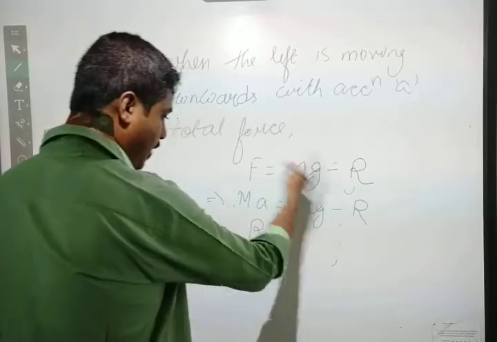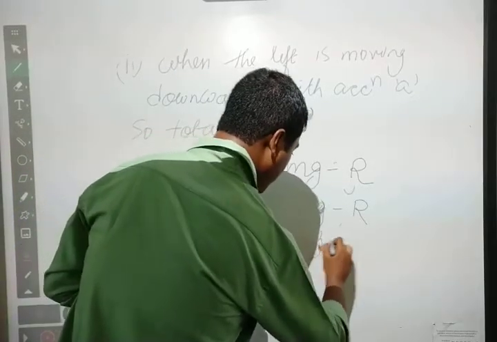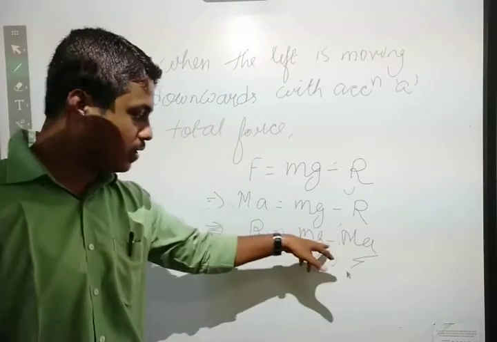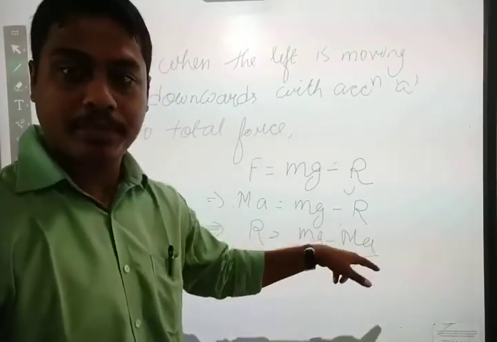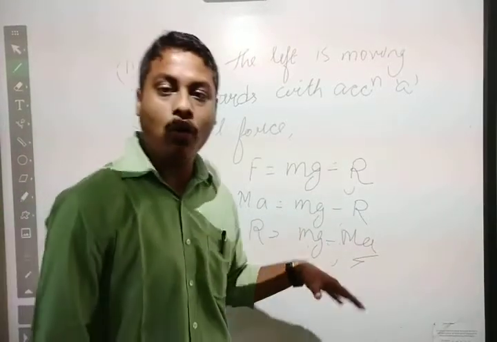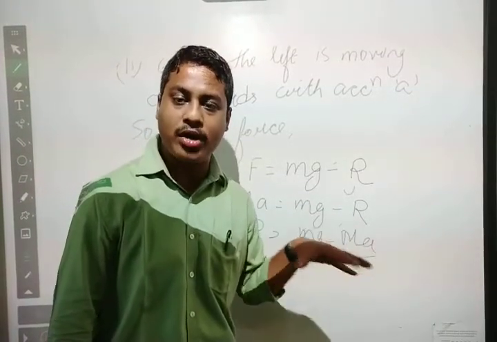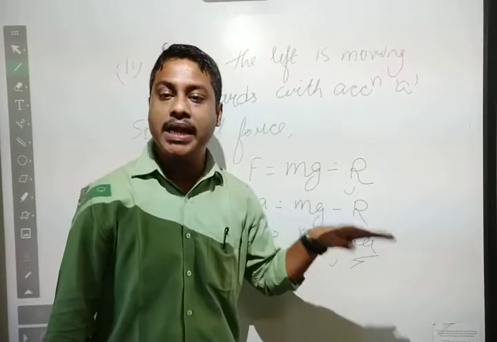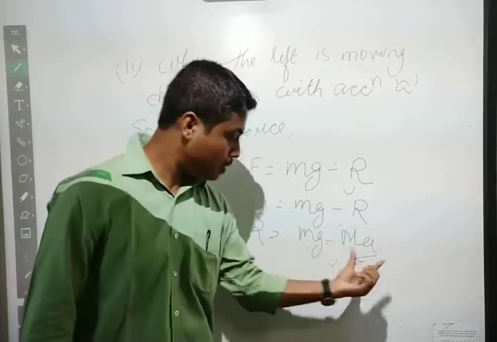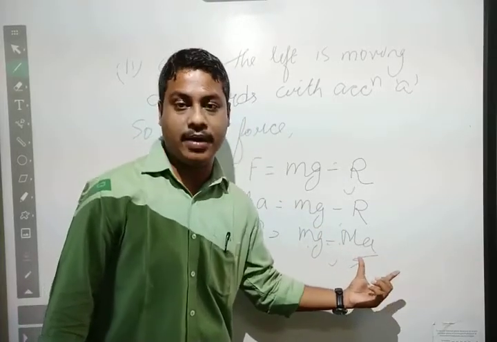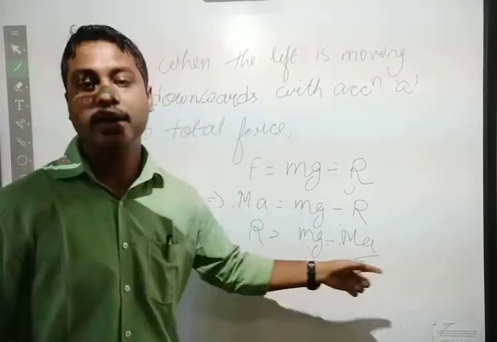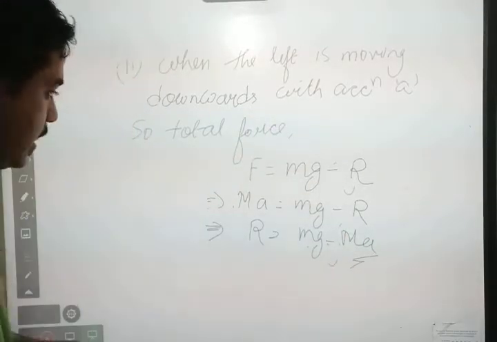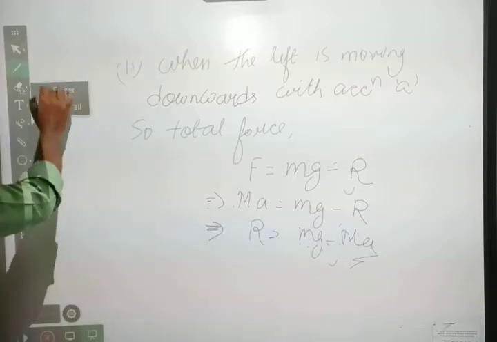So what will you get? If I interchange the sides, it will be R equals mg minus ma. Now you can see, if you compare with the previous equation, we have got mg minus ma. This means the apparent weight of your body, when the lift moves downwards, decreases by how much? By a value of ma. So you have to write that the apparent weight decreases. Okay? So this is question number 3. Let us move to question number 4.